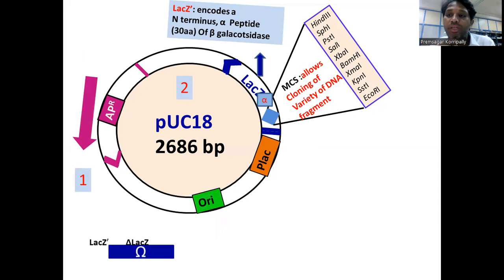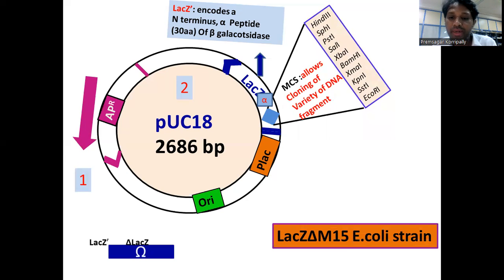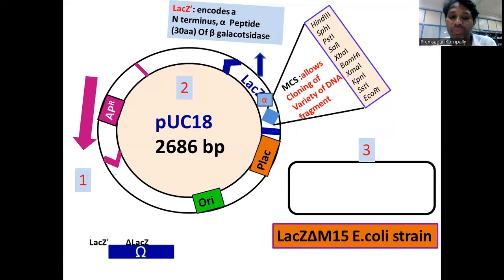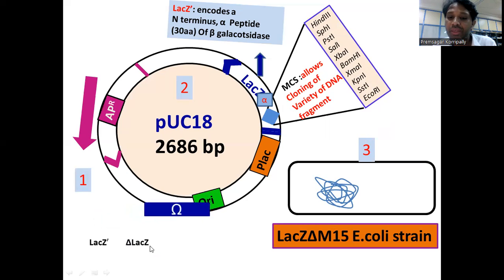So the main point I want to highlight is that the alpha fragment encoding LacZ prime is incorporated into the pUC18. So one portion of the enzyme is in the pUC18. Then the other portion of the enzyme, that is the omega encoding LacZ region, is there in the E. coli genome.